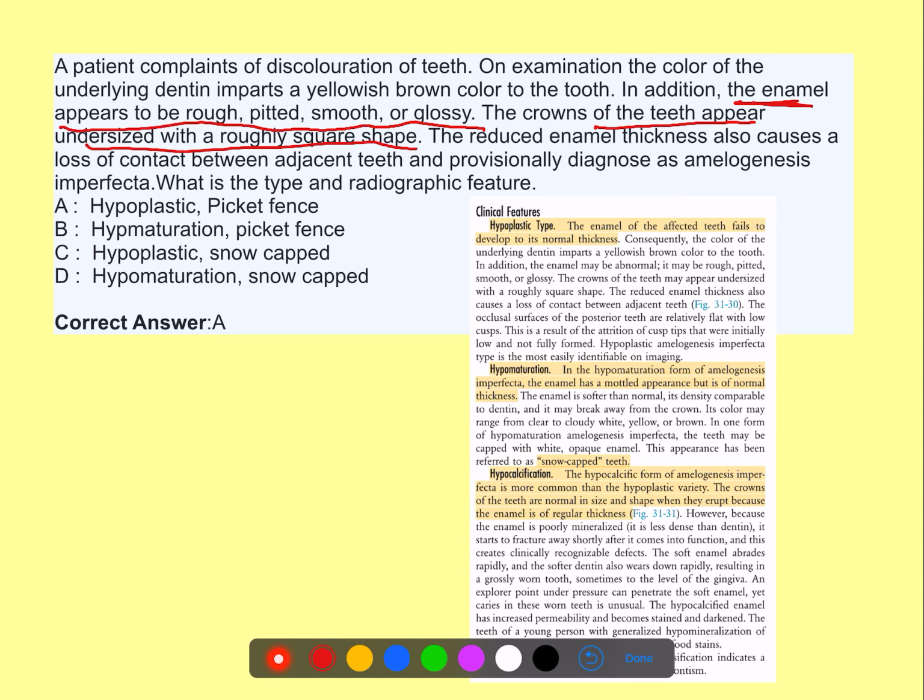All these clinical features are related to amelogenesis imperfecta. In amelogenesis imperfecta, in the hypoplastic type, the enamel thickness is reduced. In the hypomaturation type, the enamel has a mottled appearance, and in the hypocalcification type, the crowns will be of normal size and shape, and enamel is of regular thickness. So these clinical features are related to the hypoplastic type, and in the hypoplastic type the radiographic appearance will be picket fence. So the option you have to choose is picket fence, hypoplastic.